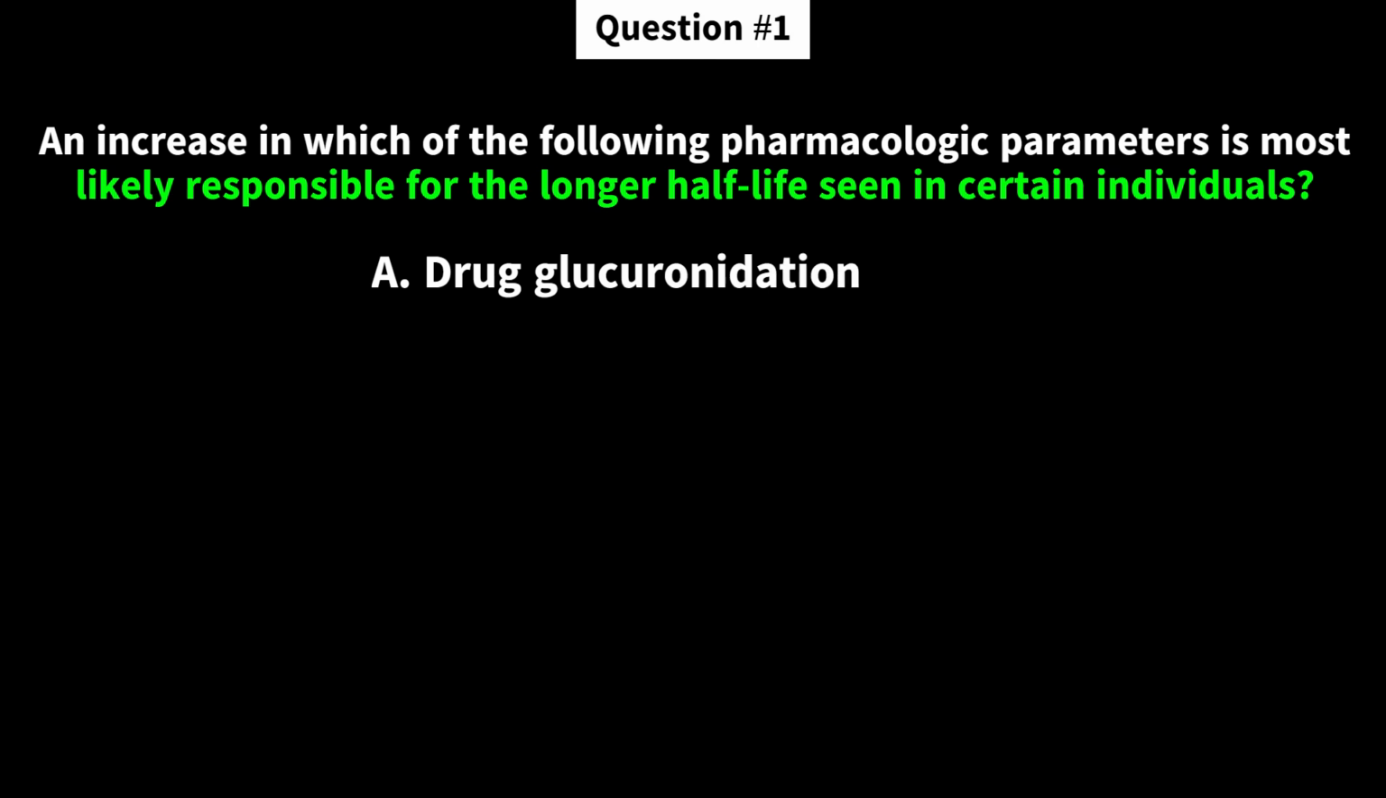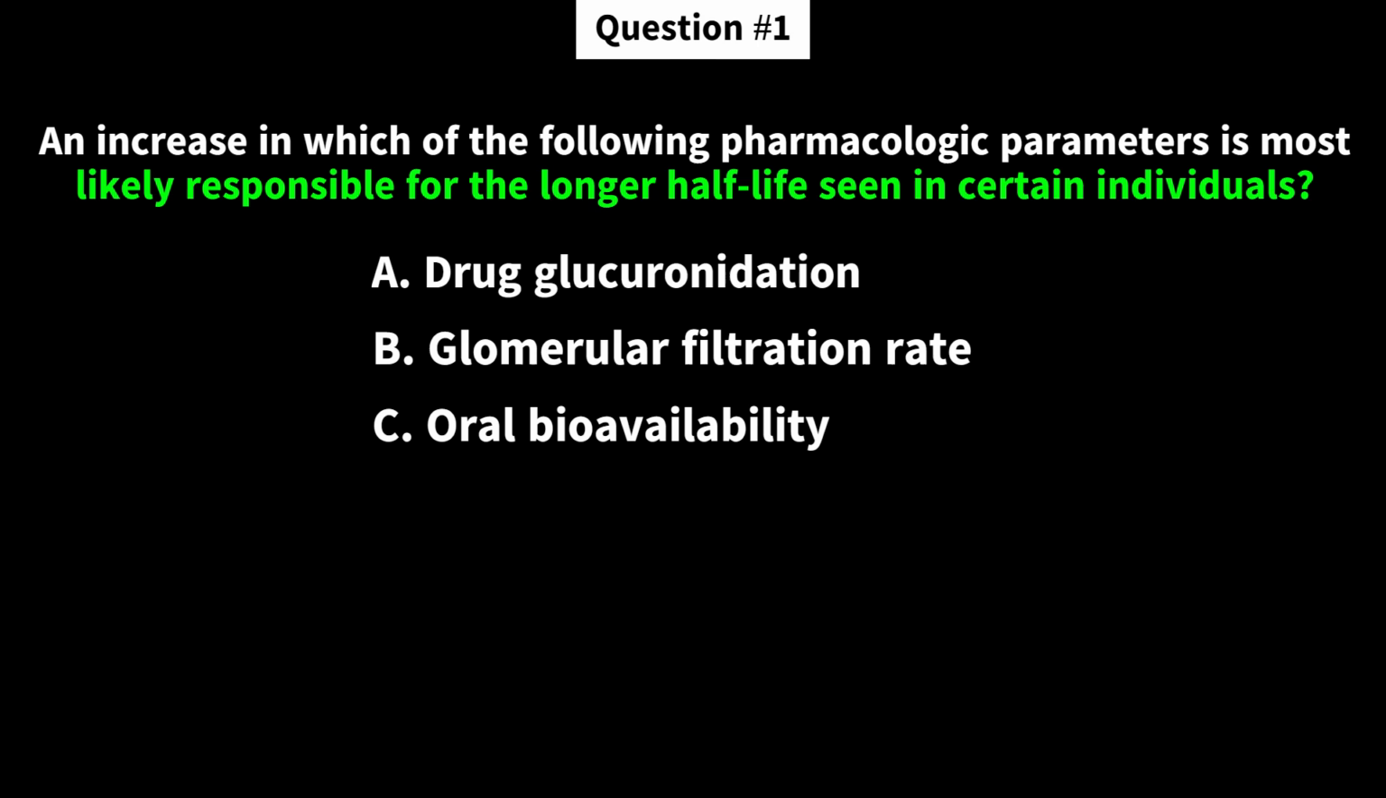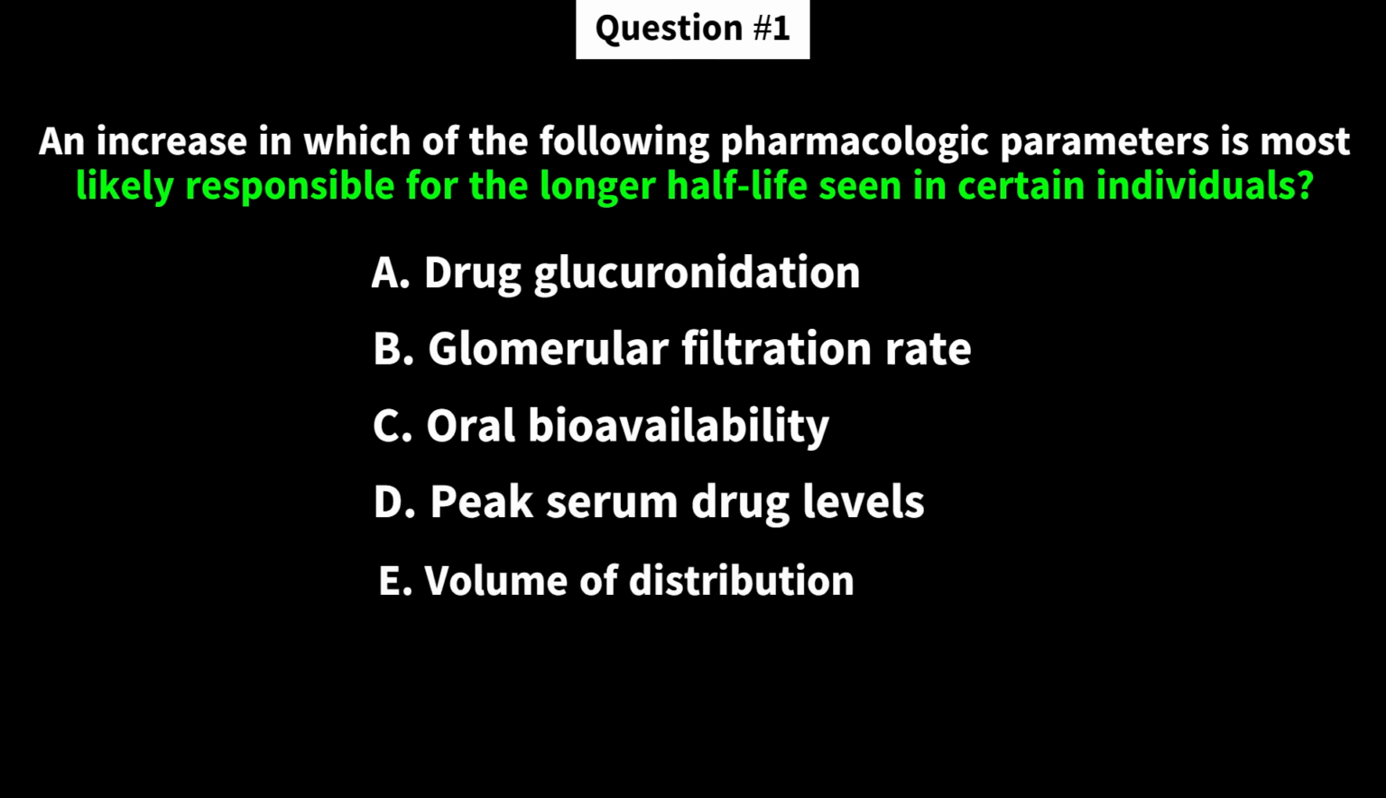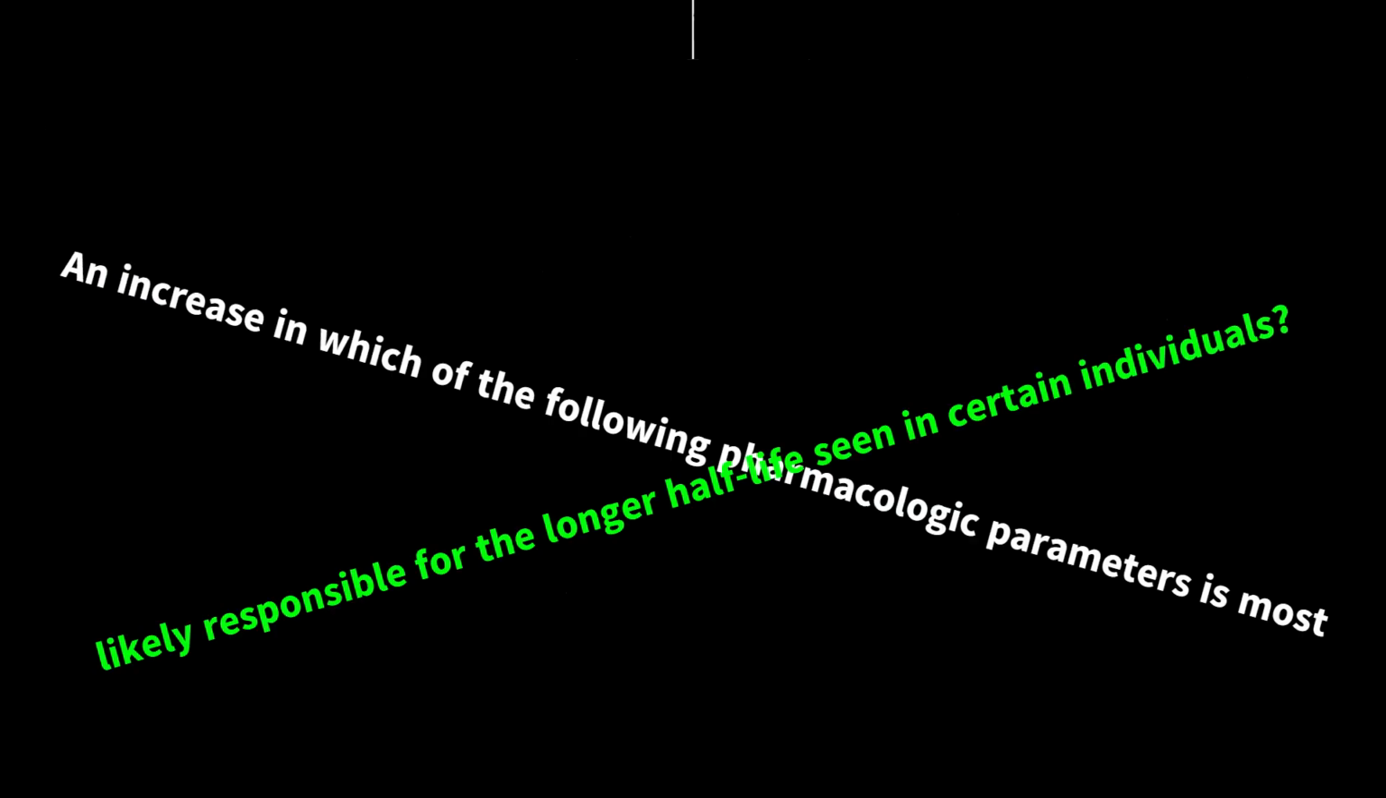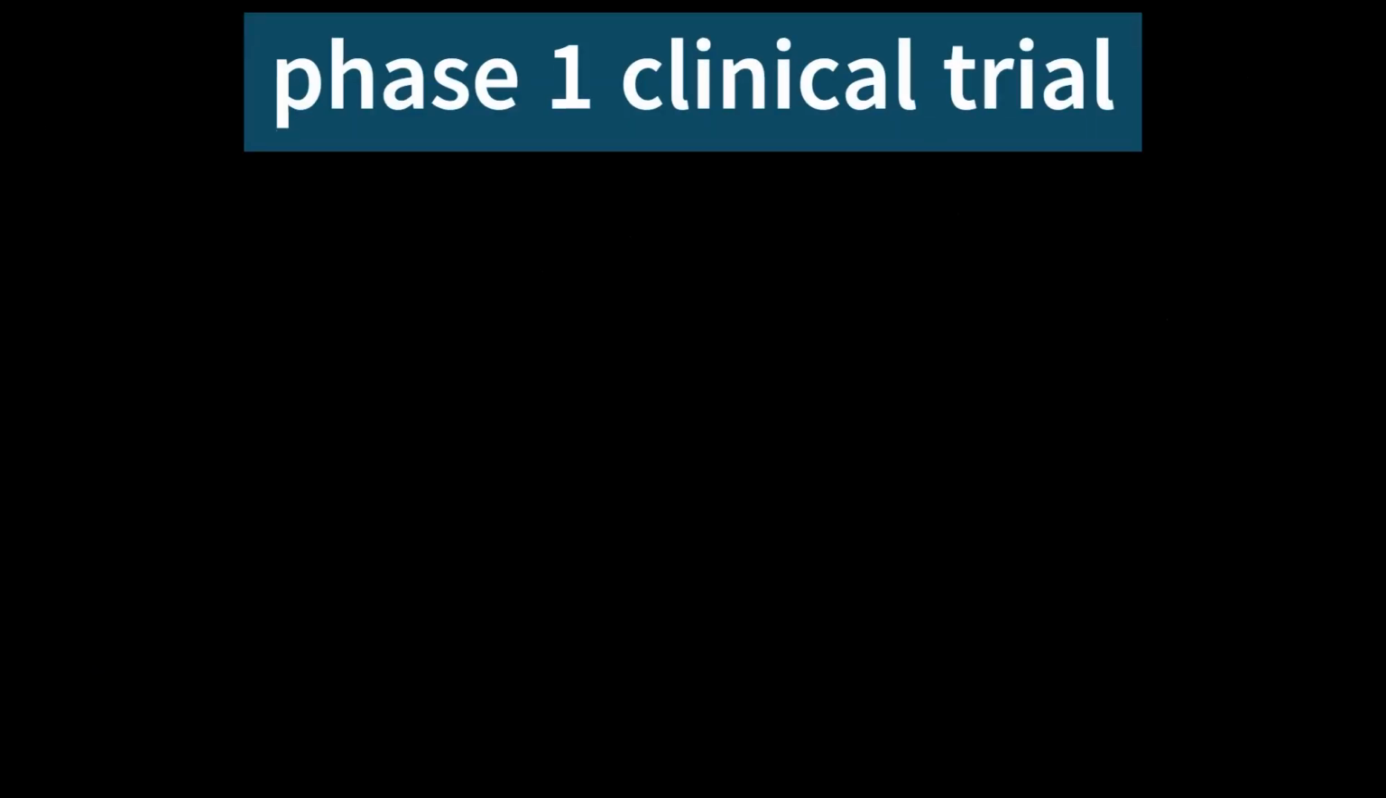A. Drug glucuronidation. B. Glomerular filtration rate. C. Oral bioavailability. D. Peak serum drug levels. E. Volume of distribution. The case scenario is: healthy adult volunteers are enrolled in a Phase 1 clinical trial investigating the properties of a newly developed oral antimicrobial agent.